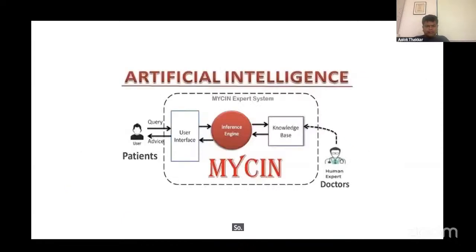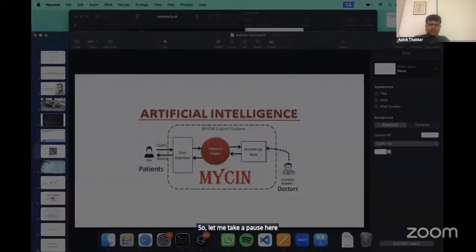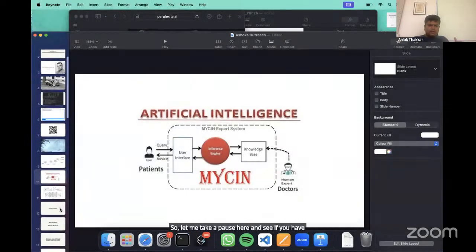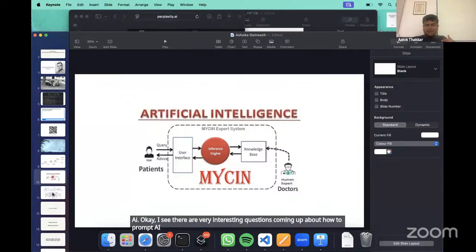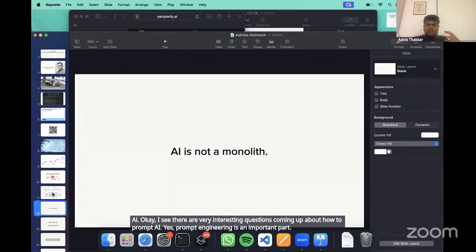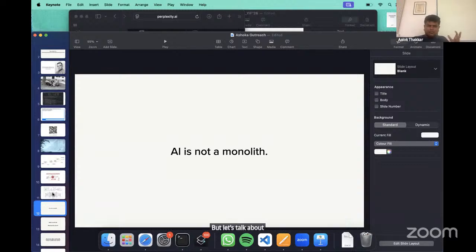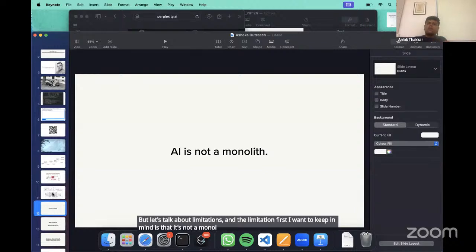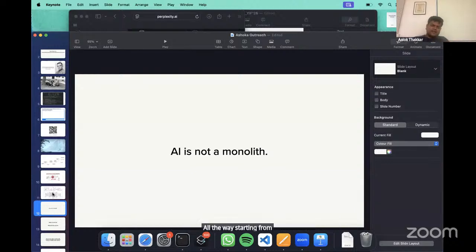So let me take a pause here and see if you have any questions about AI. Okay, I see there are very interesting questions coming up for how to prompt AI. Yes, prompt engineering is an important part. But let's talk about limitations. And the limitation first I want to keep in mind is that it's not a monolith. There is way more to AI than just an LLM, all the way starting from the works in 56.